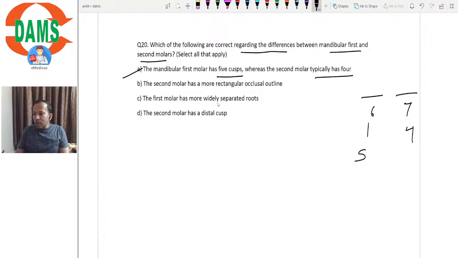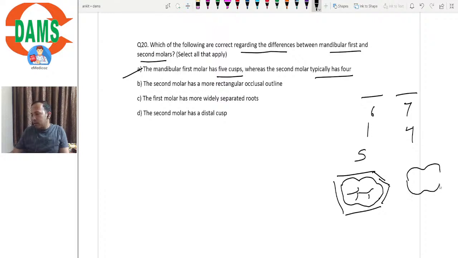The second molar has a more rectangular occlusal outline. So first molar की outline कैसी है? First molar has more or less a pentagonal outline, isn't it? Whereas the second molar has a more rectangular outline, isn't it? It has a more rectangular outline. So option B is also correct.